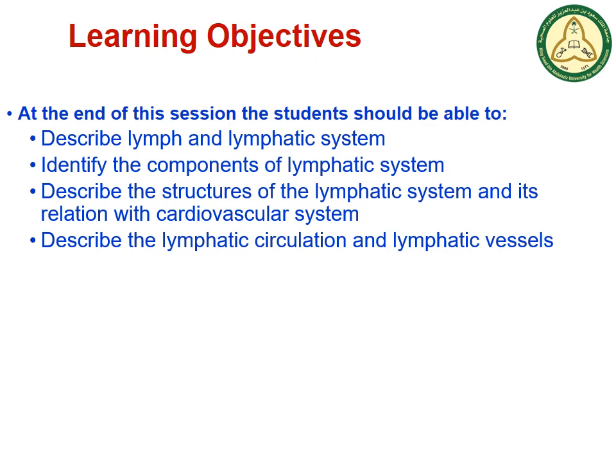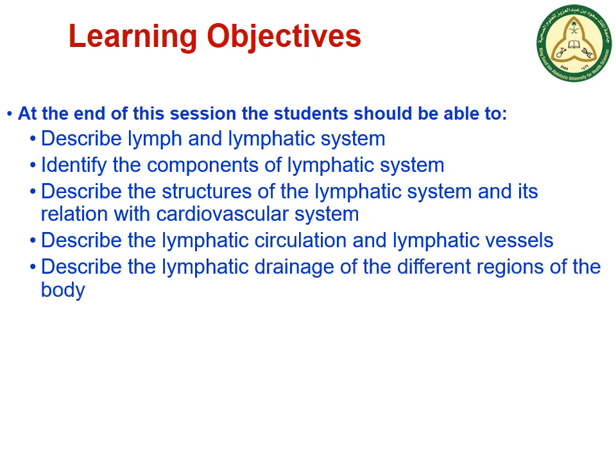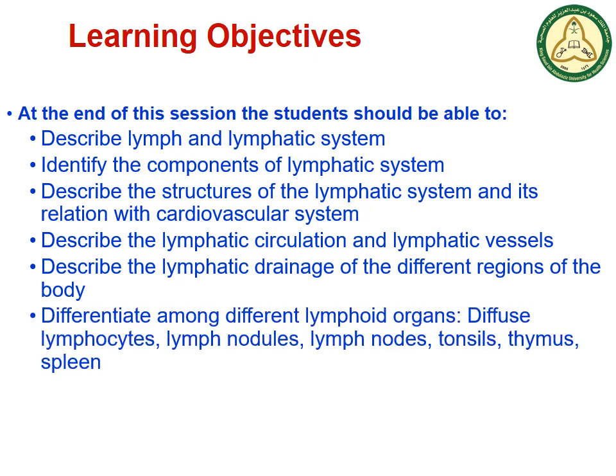Describe the lymphatic circulation and lymphatic vessels, so how the lymph circulates in the body, that is another objective. Describe the lymphatic drainage of the different regions of the body. Usually in anatomy we have got regions: head and neck, thorax, abdomen, upper limb, lower limb, and pelvis, perineum. So how things are draining from there. Then differentiate among different lymphoid organs: diffuse lymphocytes, lymph nodules, lymph nodes, tonsils, thymus, spleen. So we will study, inshallah, one by one.